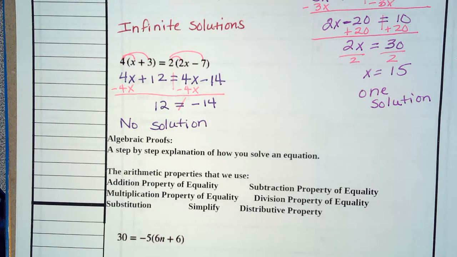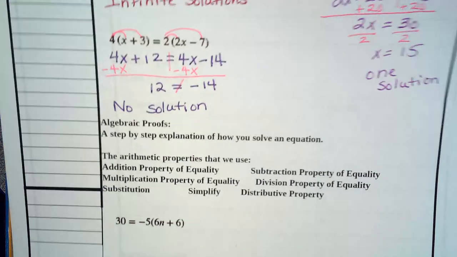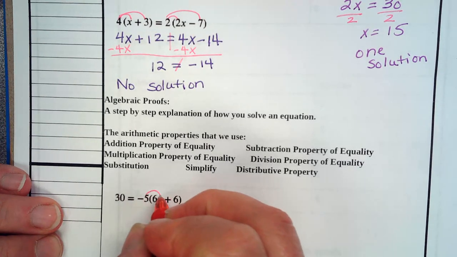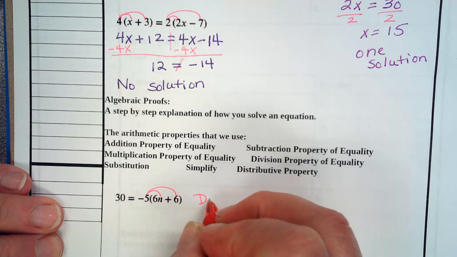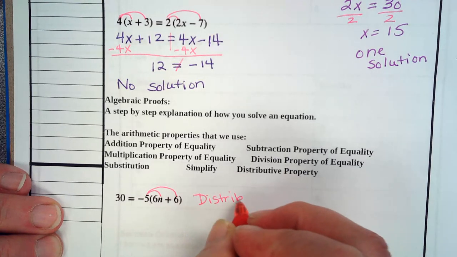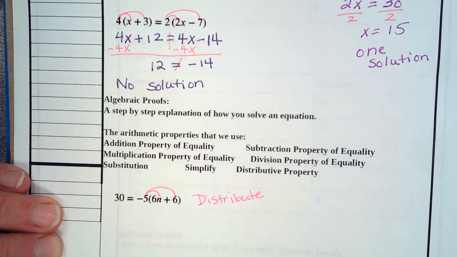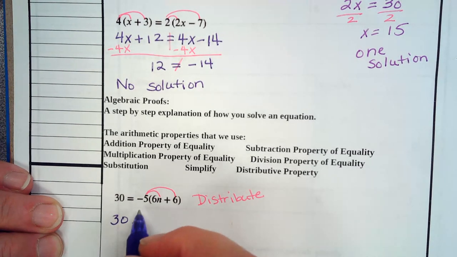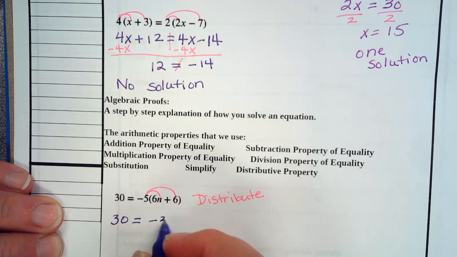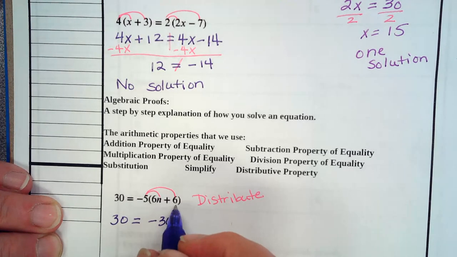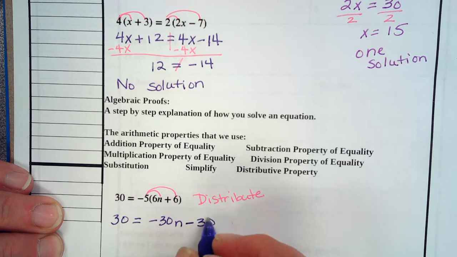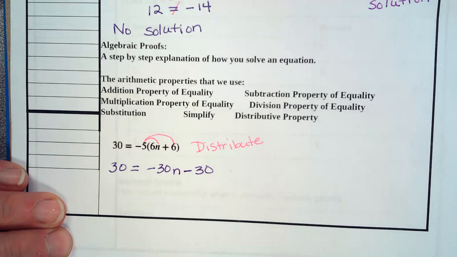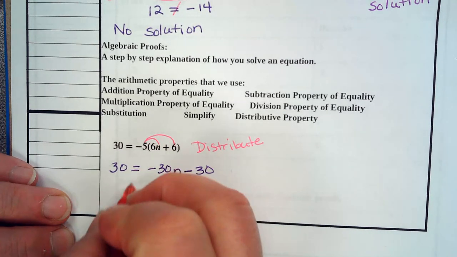So as we get ready to solve this problem, what are we going to do first? Well, I'm going to distribute. First thing I've got to do is distribute. So I get 30 is equal to negative 5 times 6 is negative 30, and negative 5 times 6 is negative 30. Okay, what's my next step to solving? Well, I've got to get the numbers to the same side.